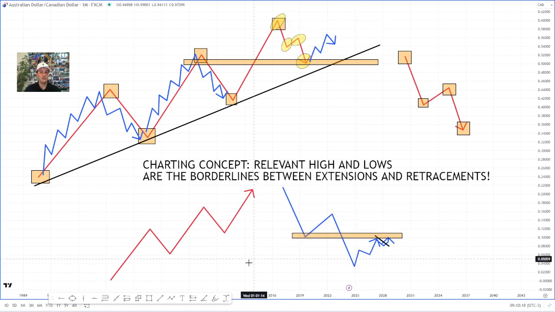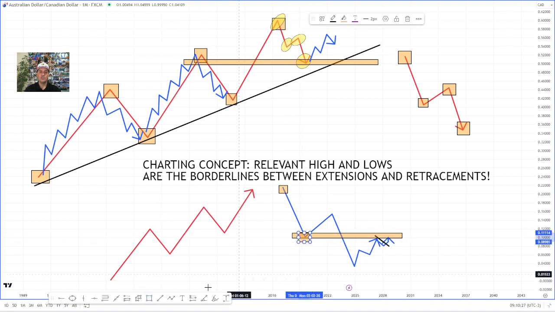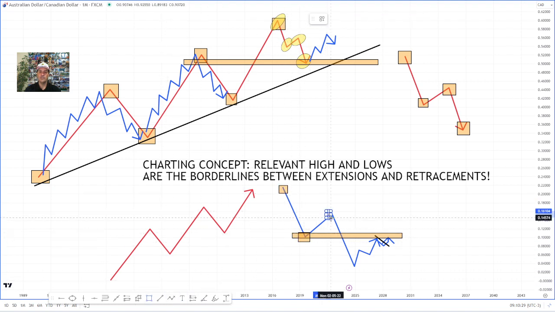One more time, how can you spot what is what? With the understanding of relevant highs and lows. Relevant highs and lows are borderlines between extensions and retracements. Alright? I needed you to learn this before we start to talk about the market wave, also called market structure.